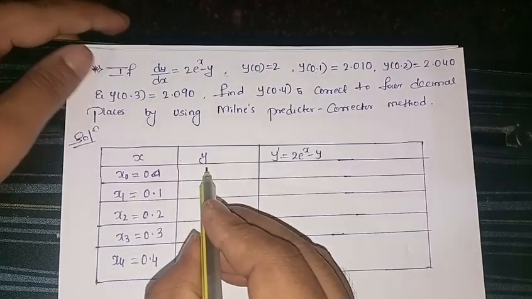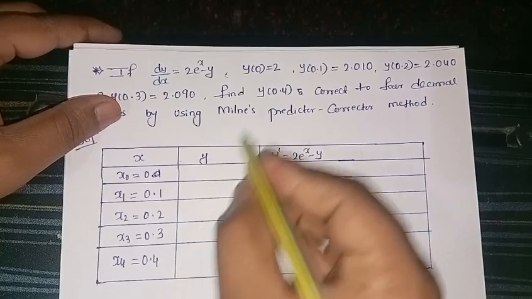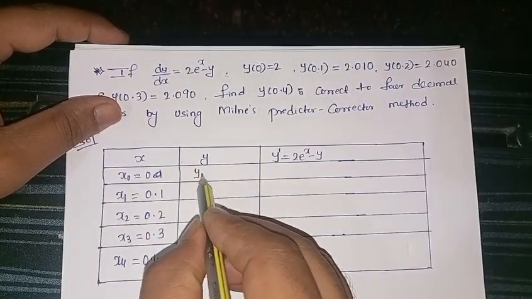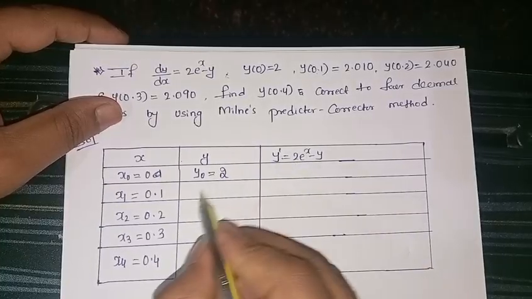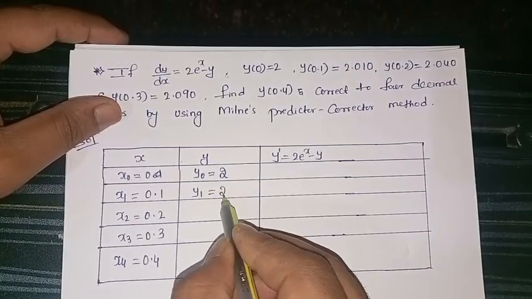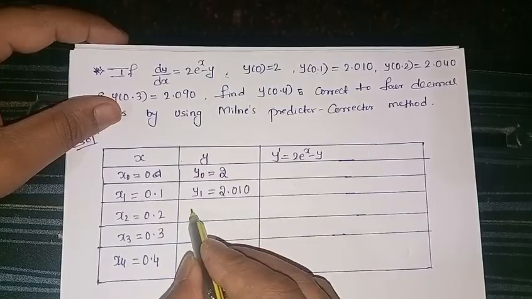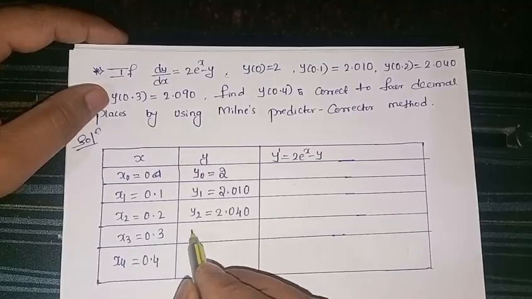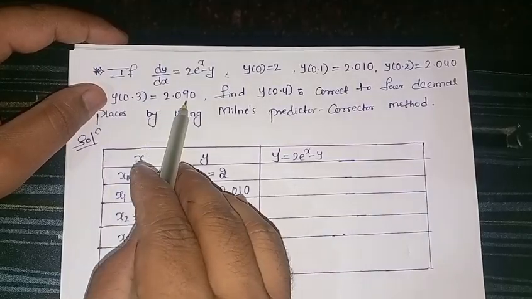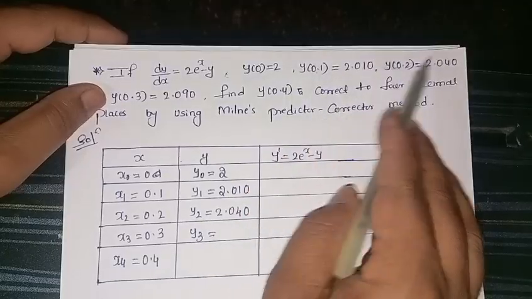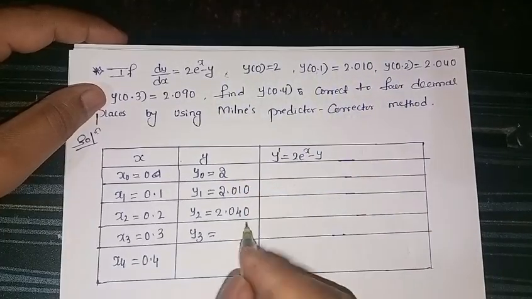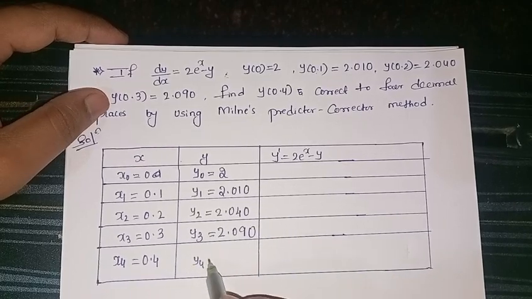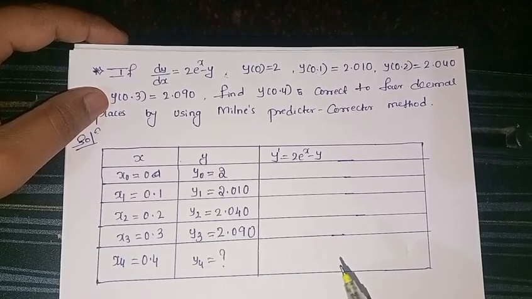Then the corresponding function values are given. y0 is 2, y1 is 2.010, y2 is 2.040, and y3 is 2.090. These are y0, y1, y2 and y3. Then y4 we have to find out using Milne's Predictor Corrector method.